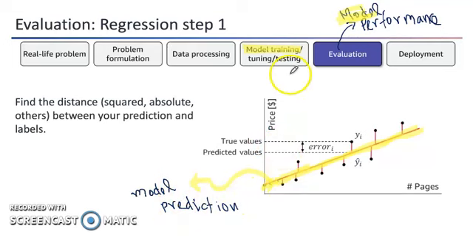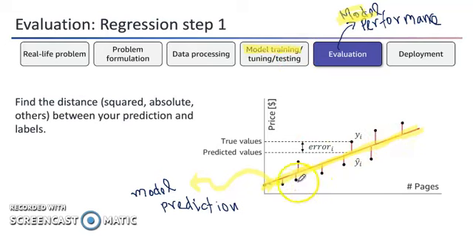I just want to underscore that if you are thinking of this as an outcome of these tools, the outcome in this case is the line. We started with the points. The outcome after doing the model training is the line.